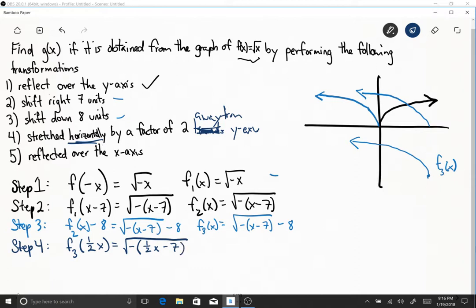So, kind of tricky, and the order is important again. So then minus 8. And so now this f of 4x, what does that equal? Well, that's the square root of negative 1/2 x minus 7, and then minus 8. Okay.